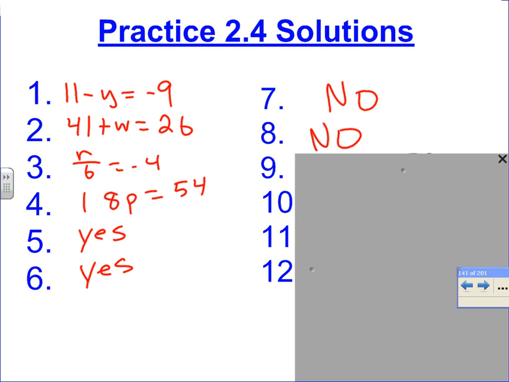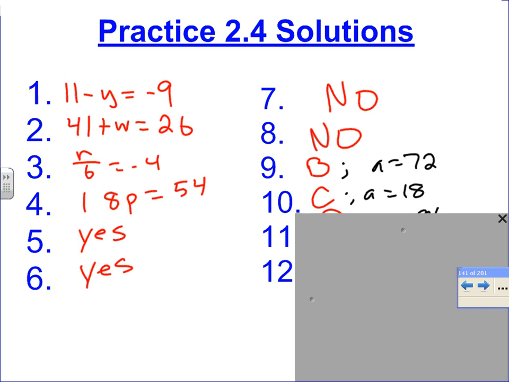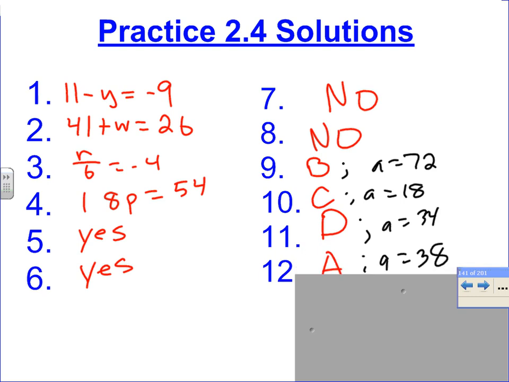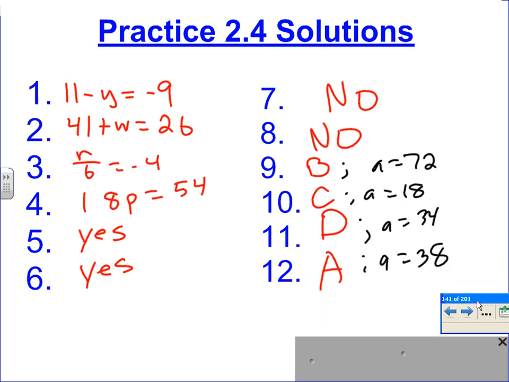Number 8 is no. Number 9 is B, which is A equals 72. Number 10 is C, which is A equals 18. Number 11 is D, which is A equals 34. Number 12 is A, which is A equals 38.